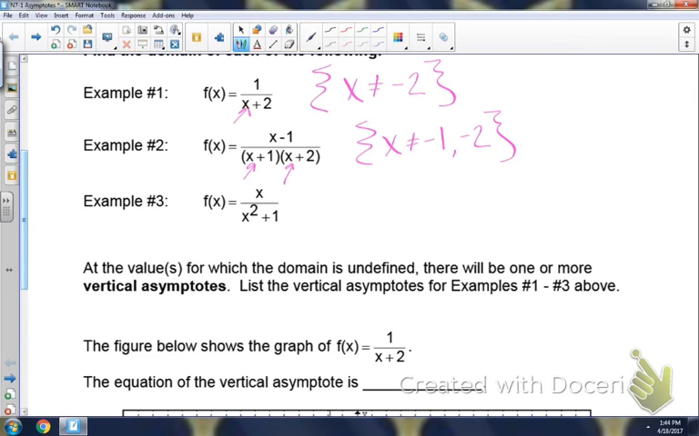Example 3, x squared plus 1. If you can't look at it and determine what x would be for that to equal 0, set it equal to 0 and then solve for x. Take the square root. Notice that's imaginary there, because there's not anything squared, and we add 1, that would cause it to be 0. So nothing we plug in would make that fraction undefined. So it would be all real numbers, because nothing would make it undefined.